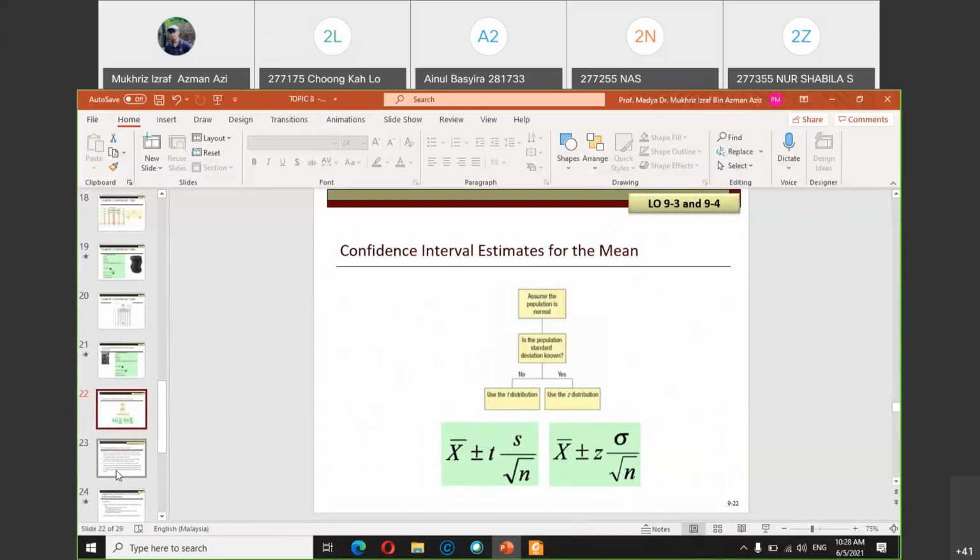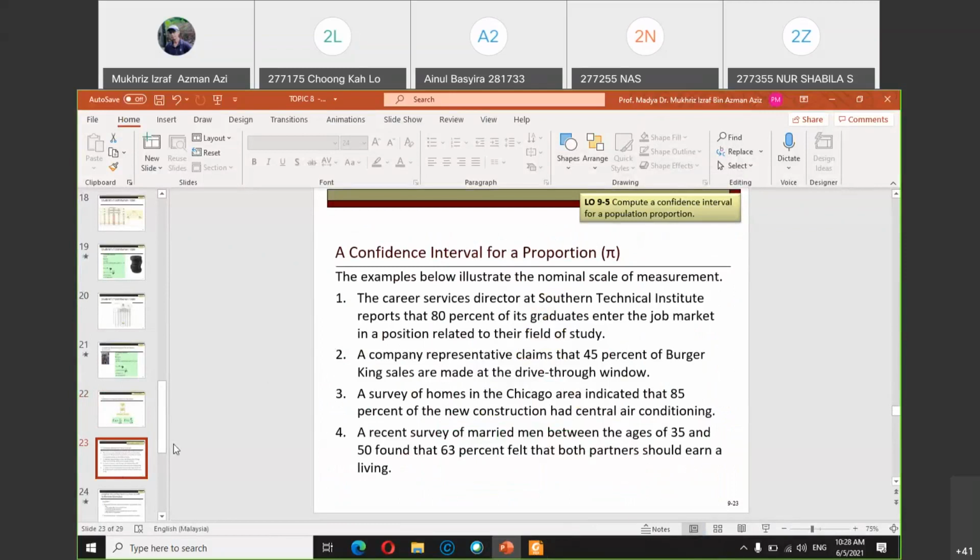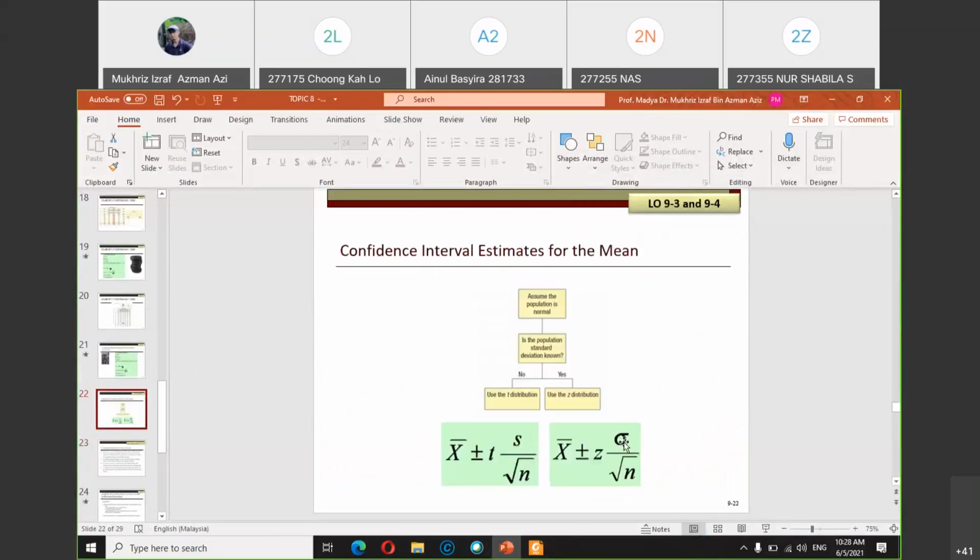Lastly, the proportion. Proportion is the same as the Z distribution, meaning you are still going to use the Z distribution formula.